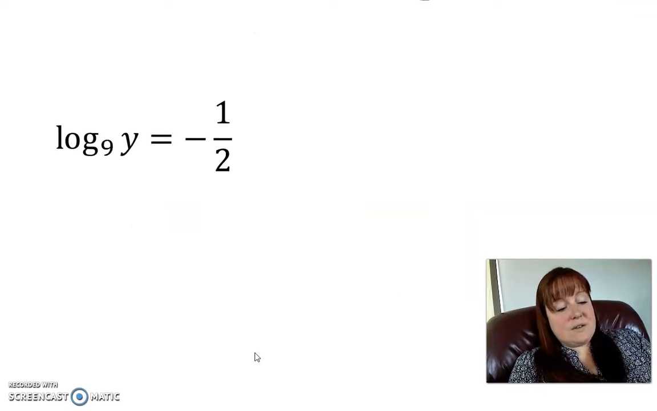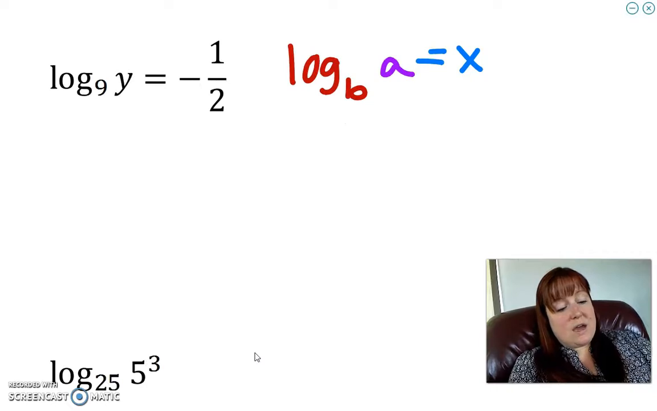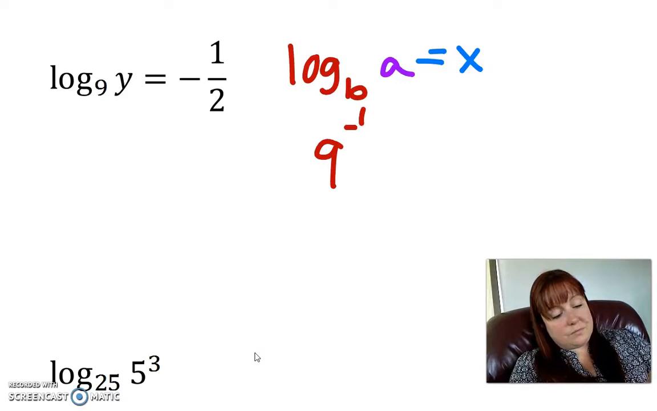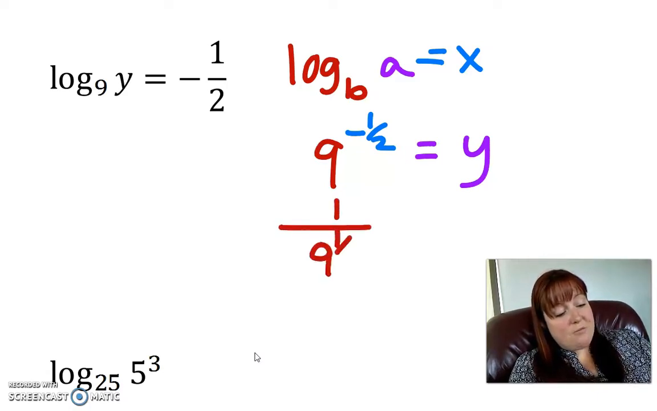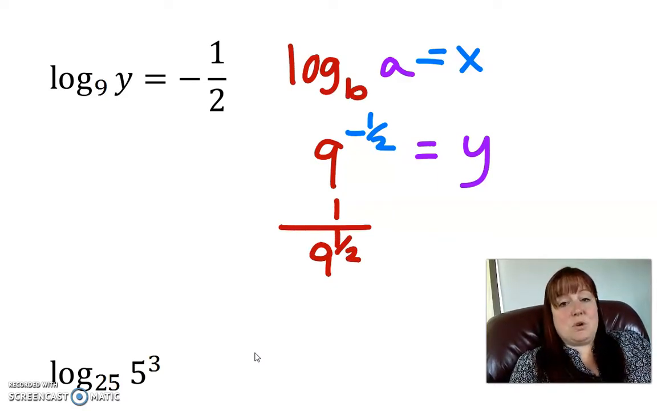So this is in the exact same form. Log base b of an argument equals the exponent. Let's just switch it around. So we have 9 to the -1/2 equals y. So now all we have to do is calculate 9 to the -1/2. Well, remember that's the same as 1 over 9 to the 1/2, because we change the line, cross the line, change the sign. So if you have a negative exponent, you just take it from the numerator into the denominator.